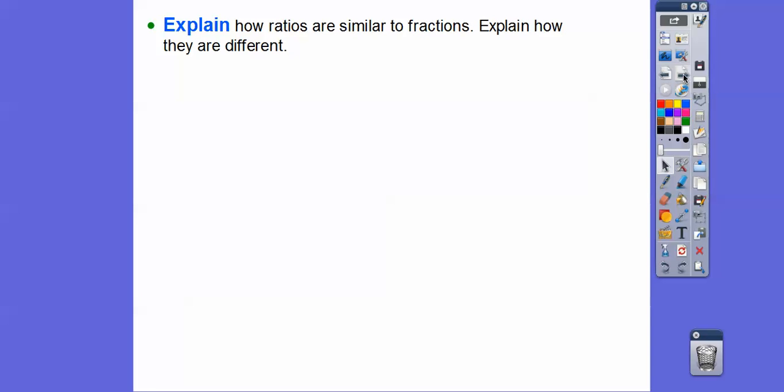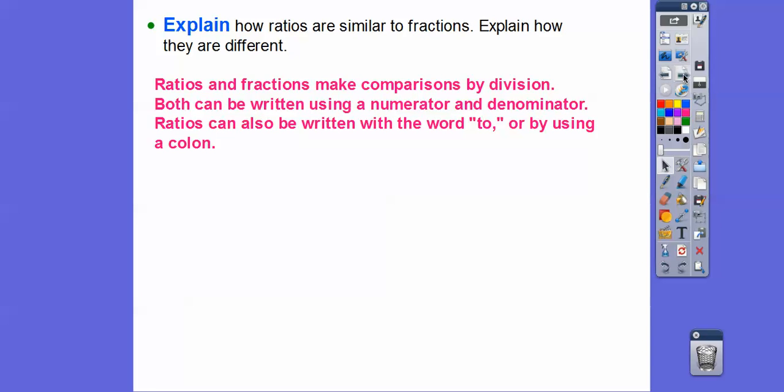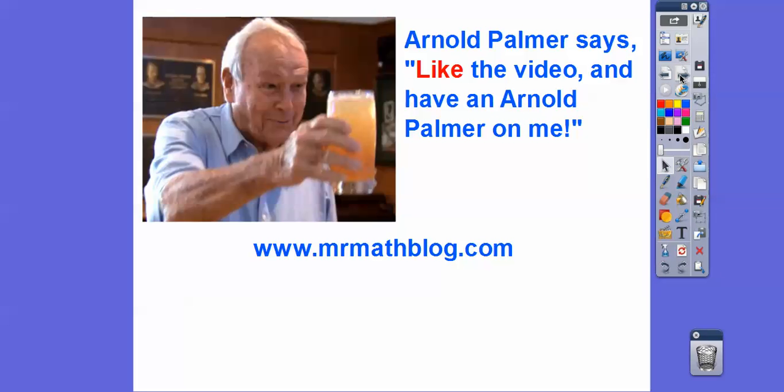All right, so explain how ratios are similar to fractions and explain how they're different. Okay, well, ratios and fractions make a comparison by a division problem. So if you saw a fraction like 1/2, that's the same as 1 divided by 2, which is 0.5. Anyways, both can be written using a numerator and denominator. And then ratios can also be written with the word "to" in it. Remember that from the last lesson? Or by using a colon in between the two numbers.